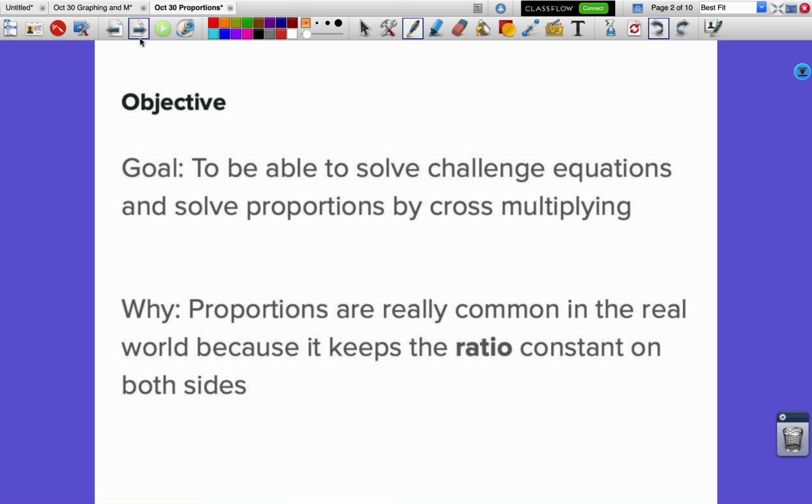Our goal for today is to be able to solve challenging equations and solve proportions by cross multiplying. We're really going to focus on proportions today, because proportions are really common in the real world because it keeps this thing called a ratio constant on both sides.